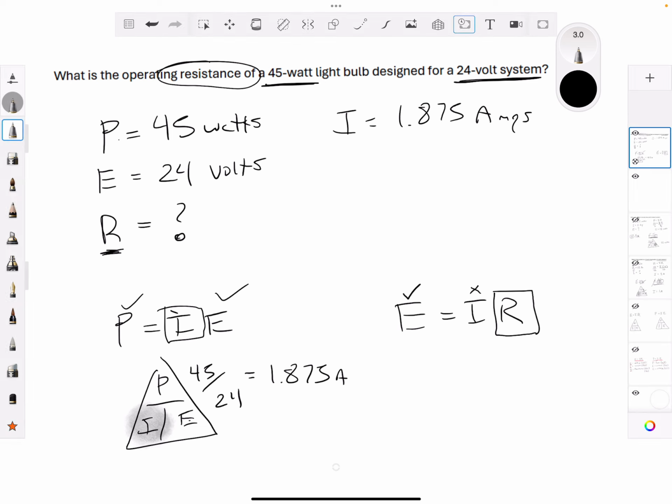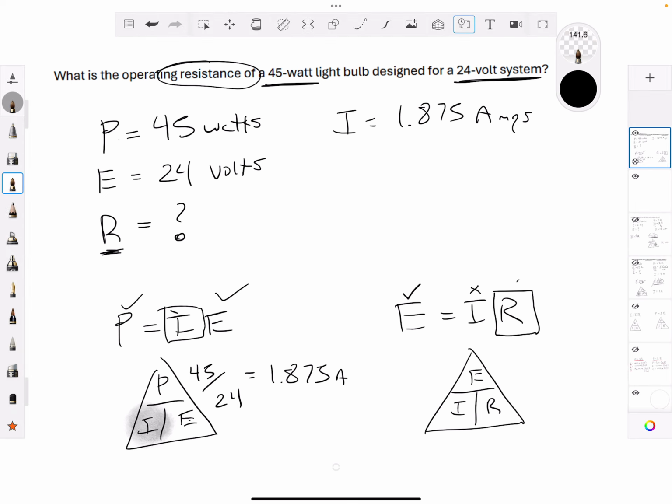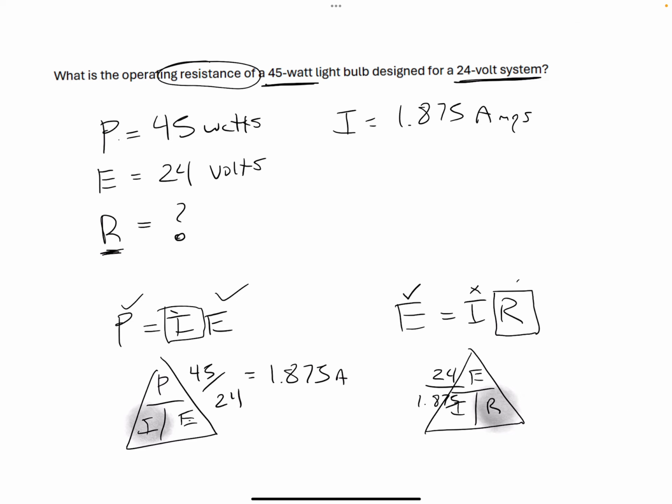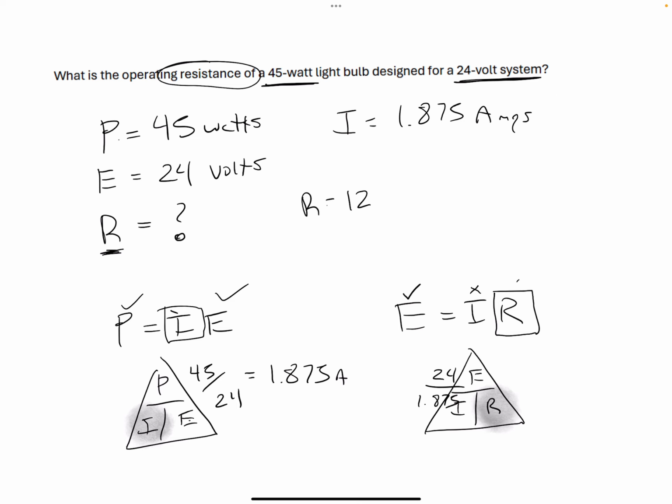Now I can use that information and use EIR. So again, E equals I times R. What I want to solve for is R. So I'm going to cover R up and divide 24 divided by 1.875. 24 divided by 1.875. And that's going to give me a resistance of 2.8 ohms.